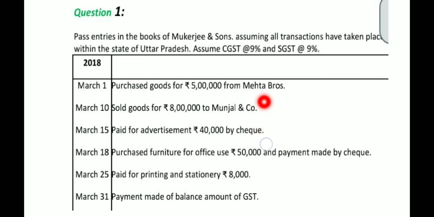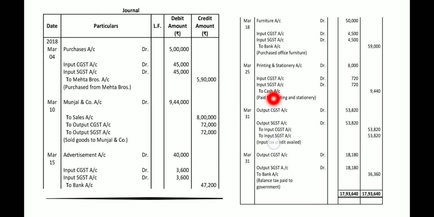Now paid for printing and stationery, that is 8,000. So printing and stationery are expenses, so it is debited. Because you have paid, input GST account debit, to cash. Quite easy. It is not that typical.